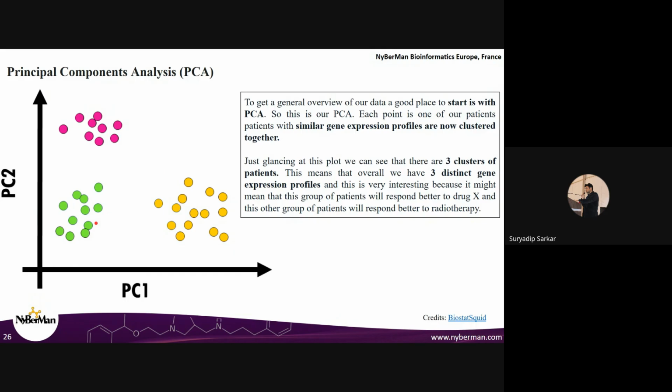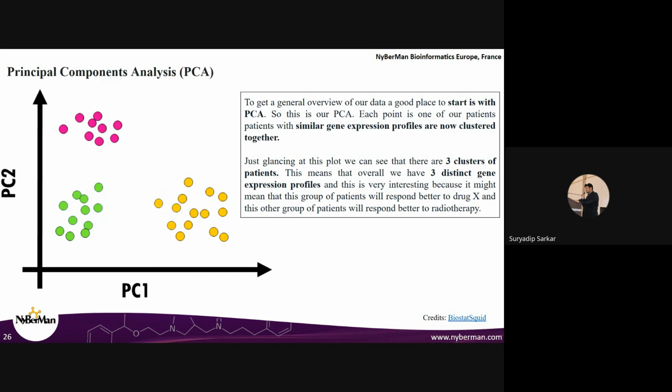Because if you think about it, each PC is nothing but a linear combination of all these genes. So PC1 is kind of an aggregate gene expression value. PC2 is also kind of an aggregate gene expression value. So we are trying to visualize these genes with respect to their expression patterns. And the idea is that patients or samples with similar expression patterns should remain in a similar region on the PC plot, or principal component analysis plot.